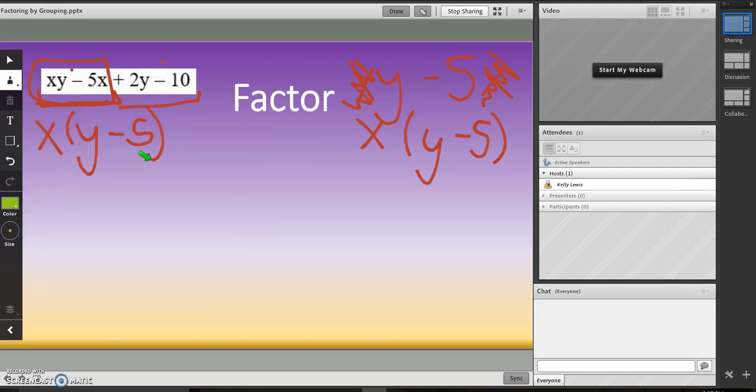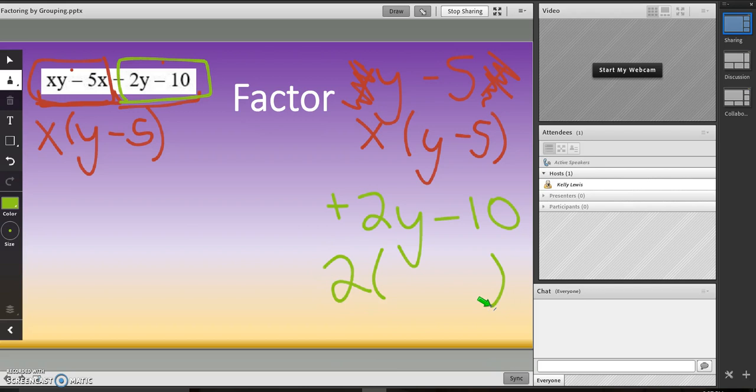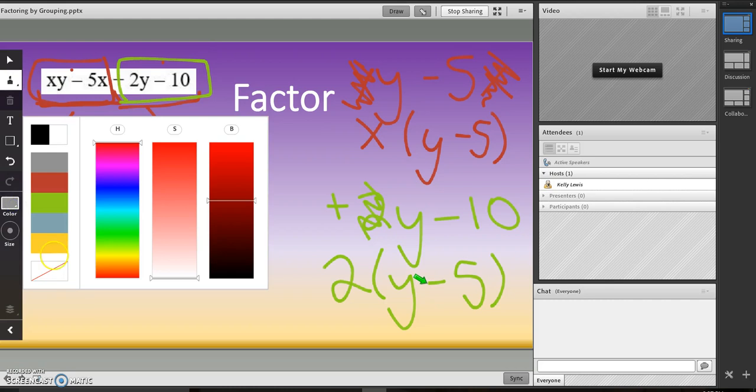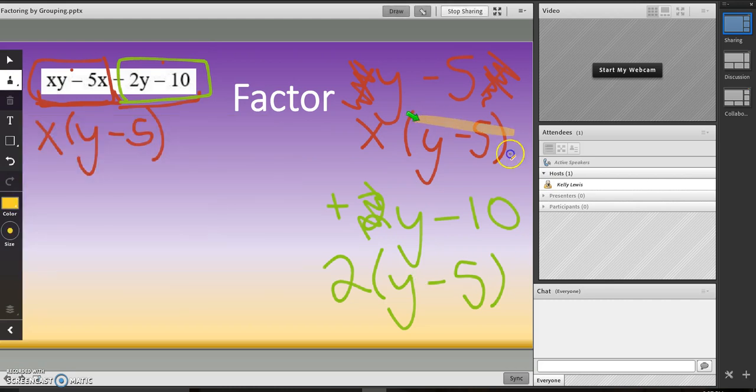Now I only want to look at the second section, 2y minus 10. What do they have in common? They have a number 2 in common. Their greatest common factor, which we did in the last video, is a 2. If I take a 2 out, I have a y, and 10 divided by 2 is 5, with my subtraction sign. Notice, big old notice, y minus 5, y minus 5. It is the exact same thing.